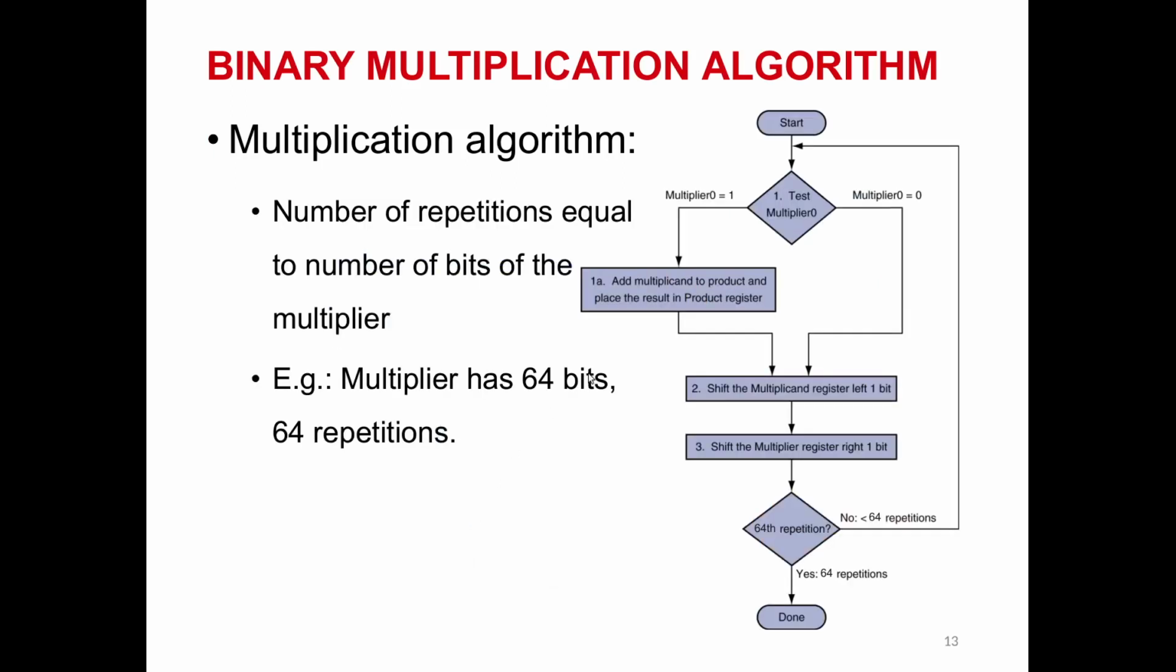So looking into this, this is the summary for this algorithm. You can see that you will need to initialize the number of repetitions by the number of bits of the multiplier. For example, if you have 64 bits multiplication, you will need 64 repetitions, and that's why here it is written down as 64th repetition before you are done.